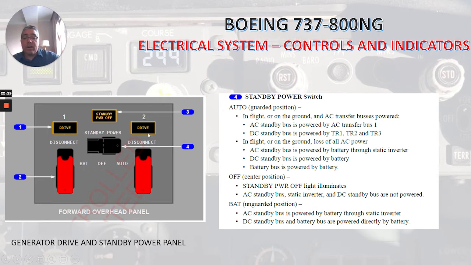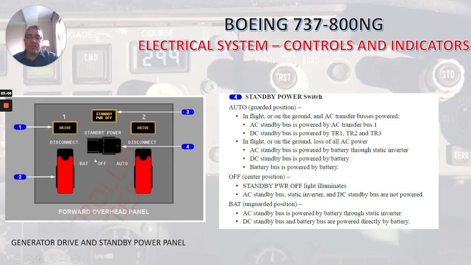In the auto guarded position, in flight or on the ground, an AC transfer bus is powered. AC standby bus is powered by AC transfer bus 1. DC standby bus is powered by TR1, TR2, and TR3. In flight or on the ground, loss of all AC power: AC standby bus is powered by battery through static inverter. DC standby bus is powered by battery. Battery bus is powered by battery.